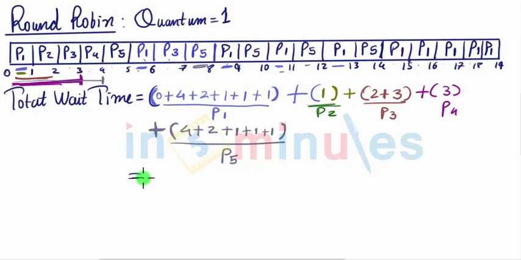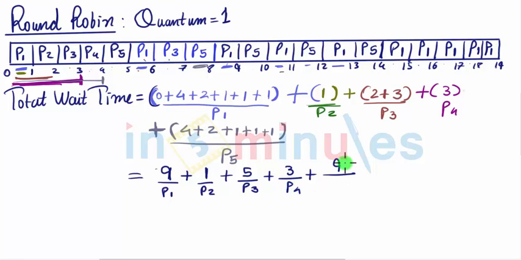Putting everything together in our sum, total wait time for individual I am writing because that will help us for turnaround time. So it is 4 plus 2. I'm just adding it all. For P1, let me write it down. For P1 we waited for 9 burst cycles. For P2 we only waited for 1 burst cycle, plus for P3 we waited for 5 burst cycles. For P4 we only waited 3 burst cycles. Similarly, for P5 we waited for 9 burst cycles.